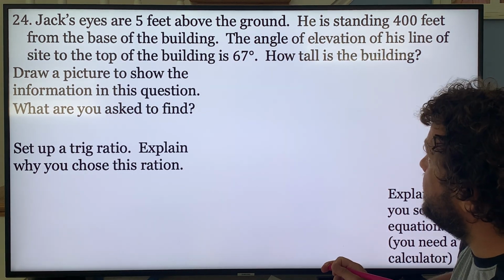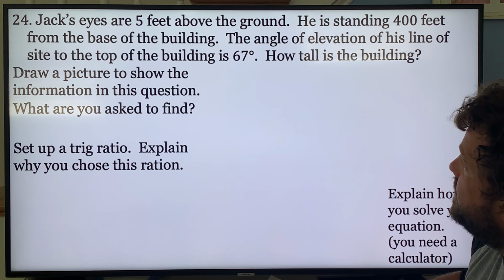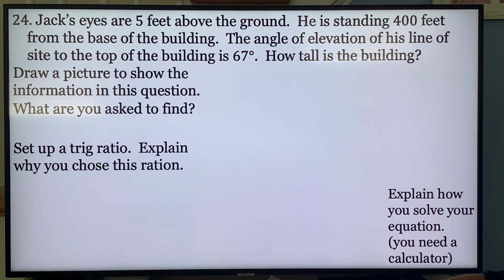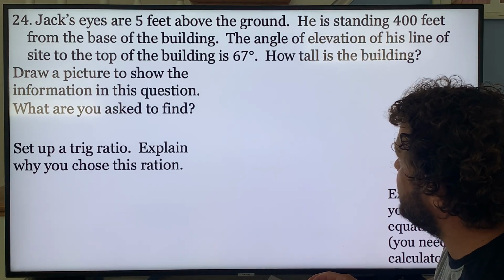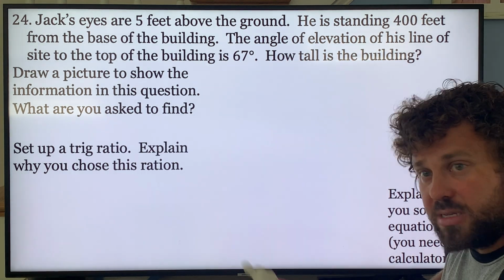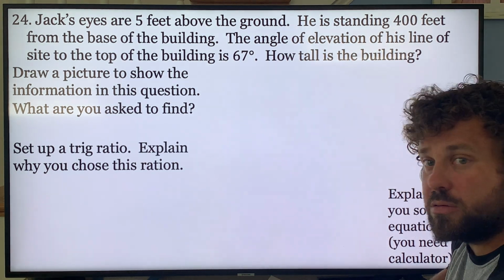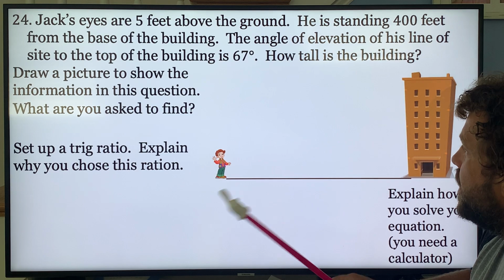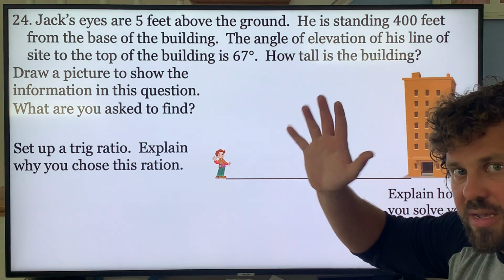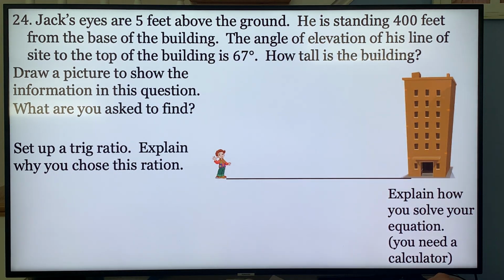Jack's eyes are 5 feet above the ground. He's standing 400 feet from the base of a building. The angle of elevation of the line of sight to the top of the building is 67 degrees. How tall is the building? Draw a picture. It doesn't have to be to scale. Here we go, I drew Jack. He's waving to you. Hi guys. Here's my building.